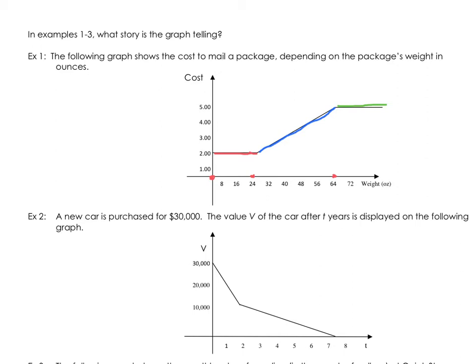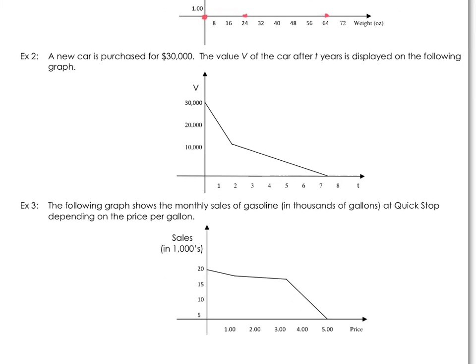So packages between 0 and 24 ounces cost $2. Packages greater than 64 ounces cost $5. And the packages between 24 and 64 ounces are between $2 and $5. That's one way you can state the story that it's telling.